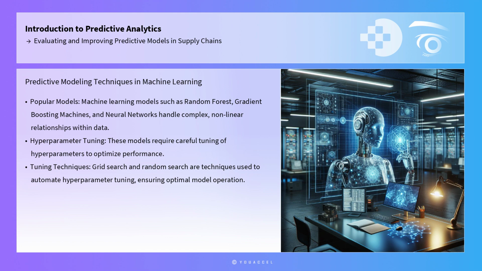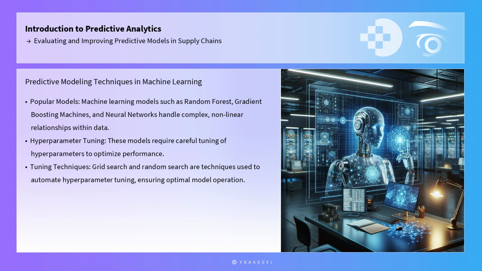Another essential consideration is the choice of predictive modeling techniques. Machine learning models such as random forest, gradient boosting machines, and neural networks have gained popularity due to their ability to handle complex, nonlinear relationships within data.